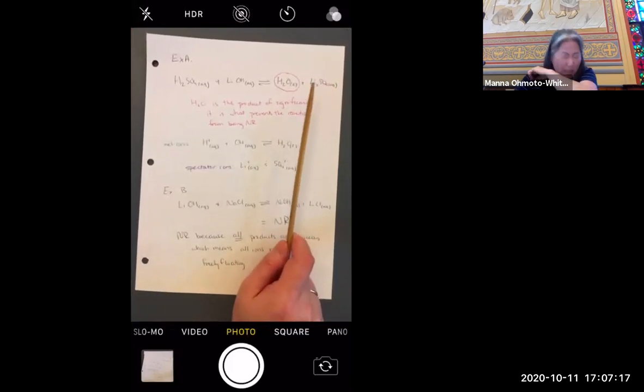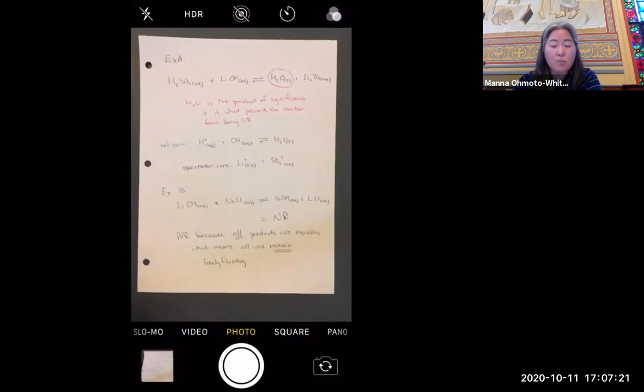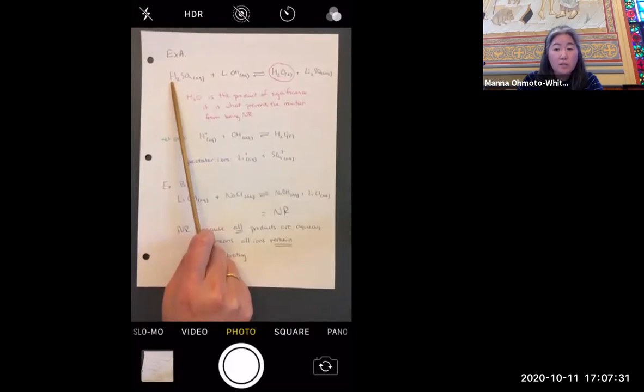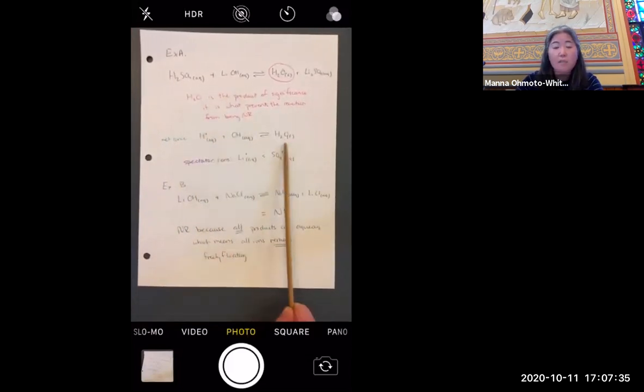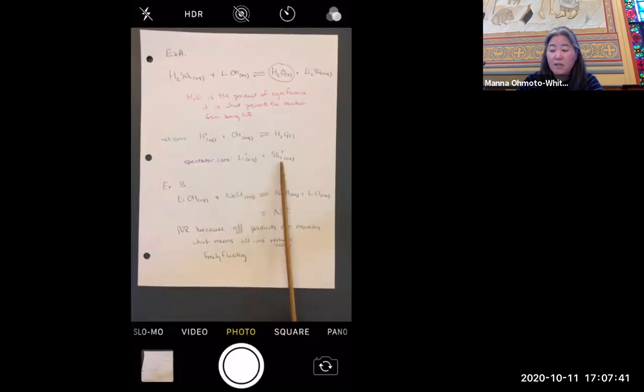Water is the product of significance, right? So it's what prevents the reaction from just being no reaction because everything's just floating around in solution. So my net ionic equation is the hydrogen ion from the sulfuric acid and the hydroxide ion from lithium hydroxide combining to create water. That's my net ionic reaction. And lithium and sulfate are just spectator ions.